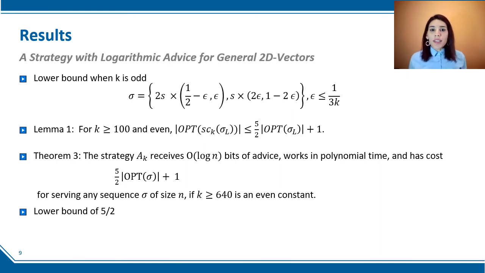However, if parameter k is even, then the first lemma says that for sufficiently large k, a scaled solution is no worse than 2.5 times the optimum. That implies the following theorem, which says that we can actually achieve a competitive ratio of 5/2 using log n bits of advice, with a bucketing parameter that is greater than or equal to 640, but even. As well, we show that this result is a lower bound, and that is the best we can do even when k is even.